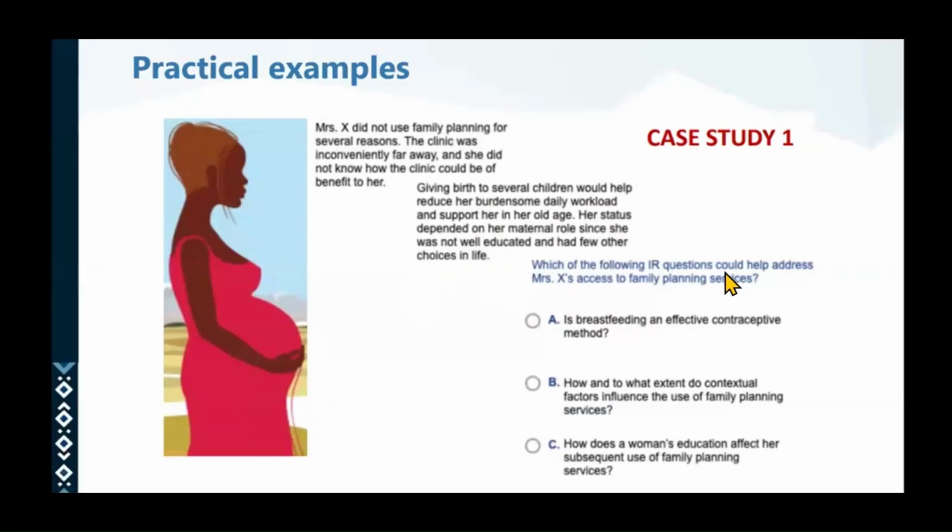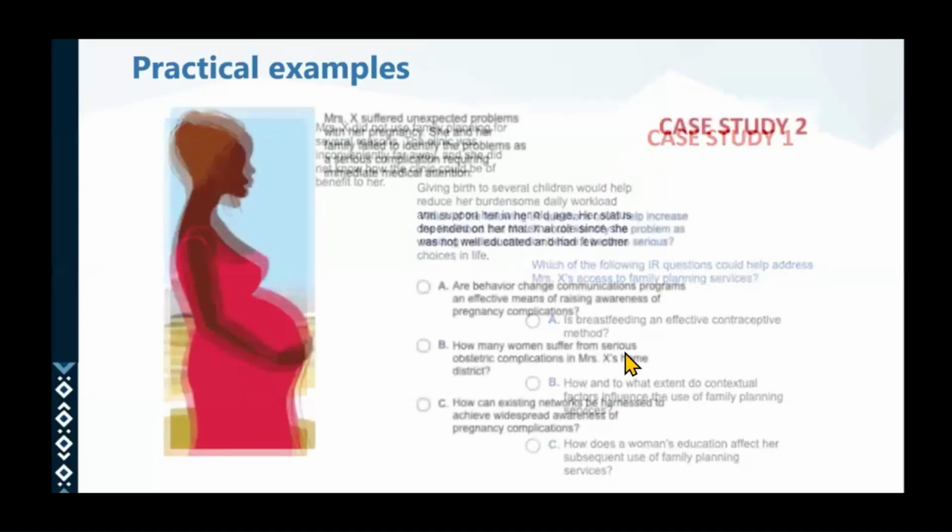So which of the following research questions could help address Mrs. X's access to family planning services? A, is breastfeeding an effective contraceptive method? B, how and to what extent do contextual factors influence the use of family planning services? And C, how does a woman's education affect her subsequent use of family planning services? So this is actually a question for us to answer. So please, you can just drop a response in the chat box. Oh, actually, I cannot see.